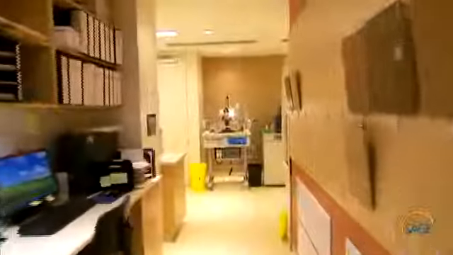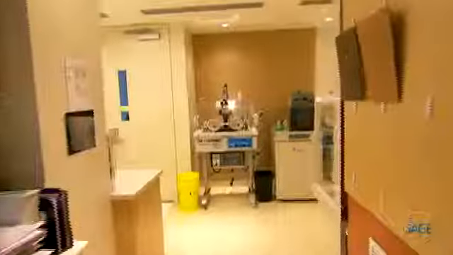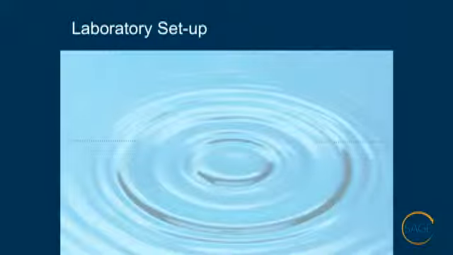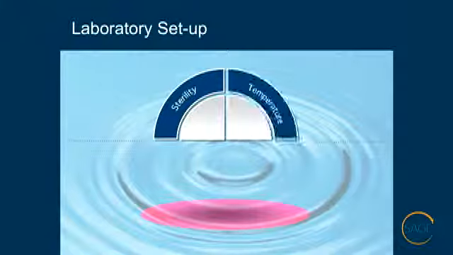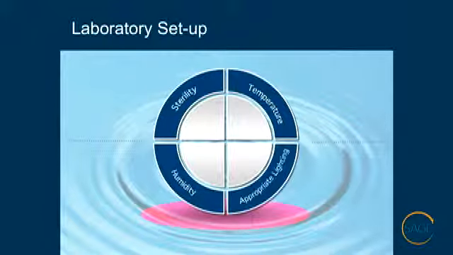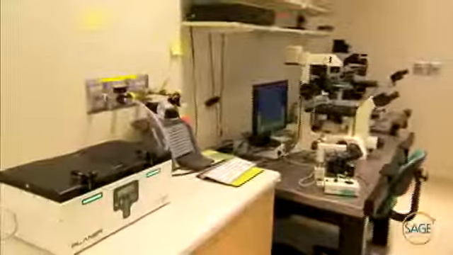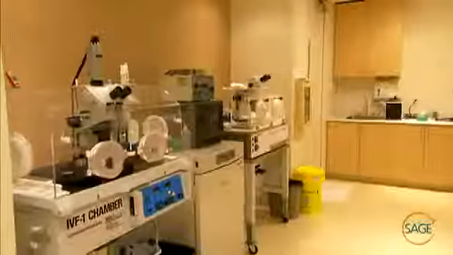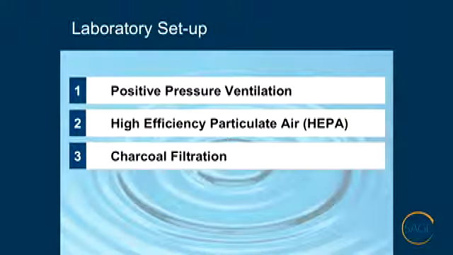The design of the IVF laboratory should reflect a controlled environment imitating in vivo conditions. The setup of the IVF laboratory should pay great attention to maintaining sterility, temperature, humidity, and appropriate lighting. The laboratory should have a heating, air conditioning, ventilation system compatible with the dimensions of the space and the amount of equipment and personnel. The system should operate under positive pressure ventilation with high efficiency particulate air and charcoal filtration.